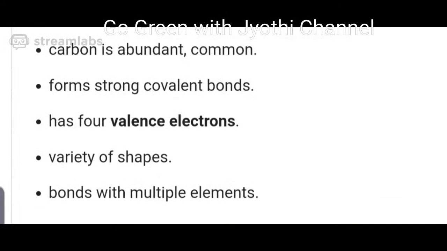Carbon is abundant in nature. It exists on the earth crust at about 0.02%, and in the atmosphere about 0.03% in the form of carbon dioxide, carbonates, bicarbonates, etc. By sharing the elements, each forms various shapes. It can form bonds with two or more elements.